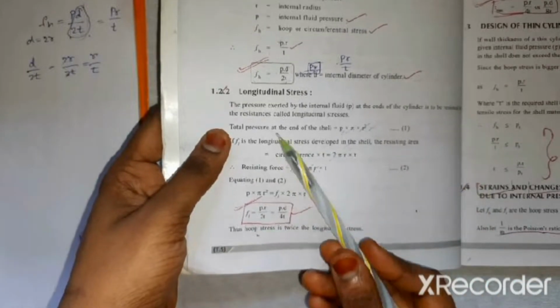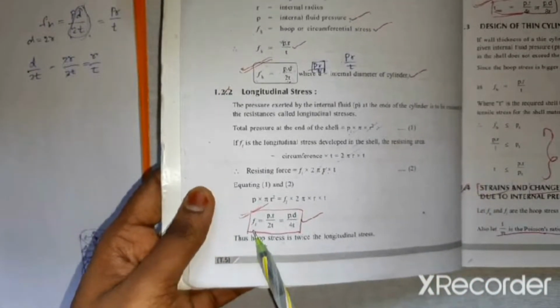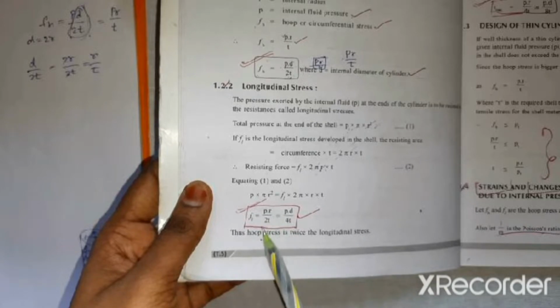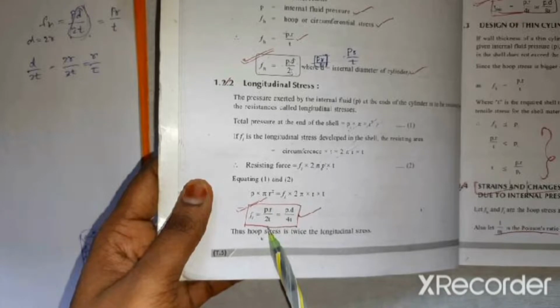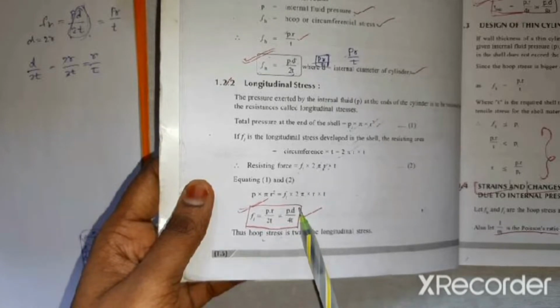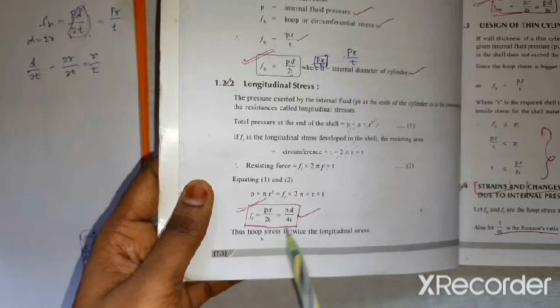Here we can see that the longitudinal stress formula is FL equals PR by 2T. If we need to consider the radius side, PR by 2T. If it is in diameter, PD by 4T. This is the longitudinal stress.